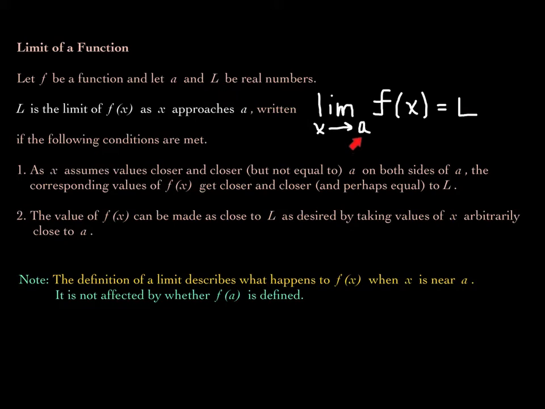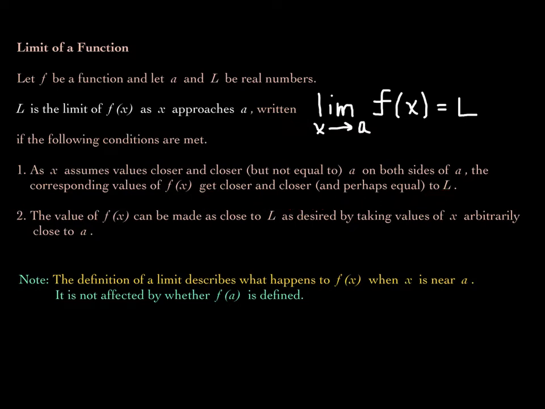Okay, this value right here is a. This is the value that your x values are getting infinitely close to. This is your function, and this is the real number value that your function values are approaching. Now, L is that limit of your function if the following two conditions are met. First, as x assumes values closer and closer but not equal to a on both sides of a, the corresponding values of f of x get closer and closer and perhaps equal to L.